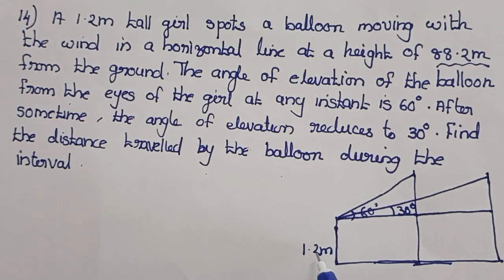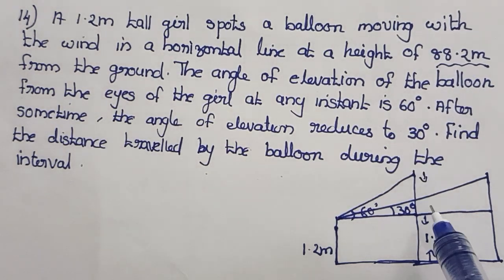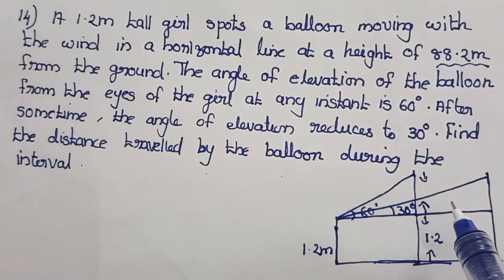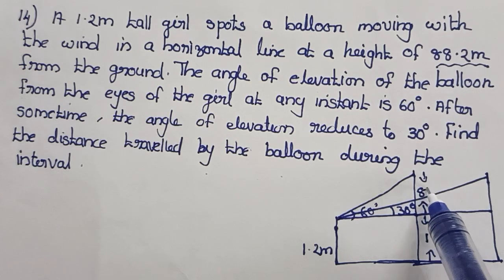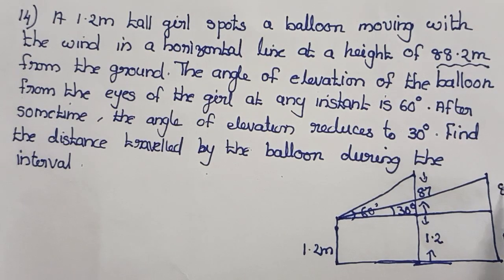Now since here it is 1.2 meters, this one is also equal to 1.2. Up to this much it is 1.2. Total 88.2, so the remaining equals 88.2 minus 1.2, that is 87 meters. Okay, here it is 87 meters.